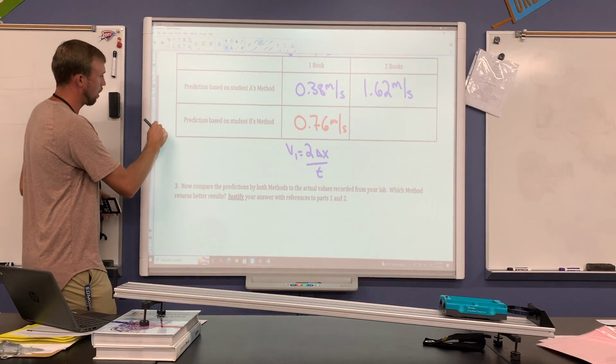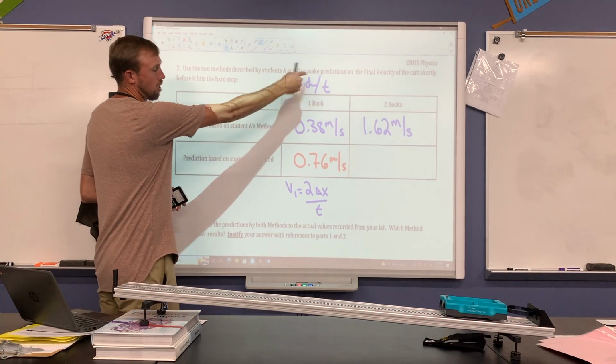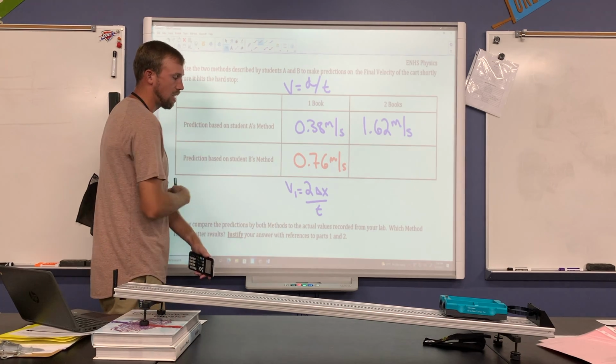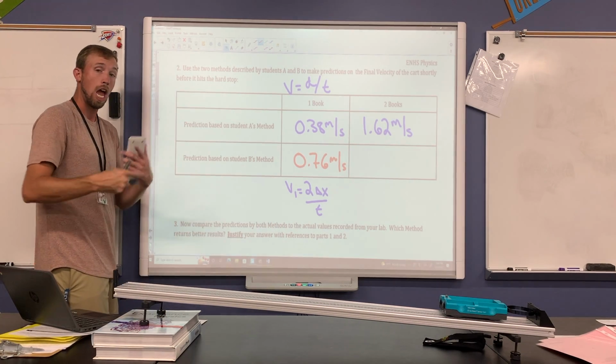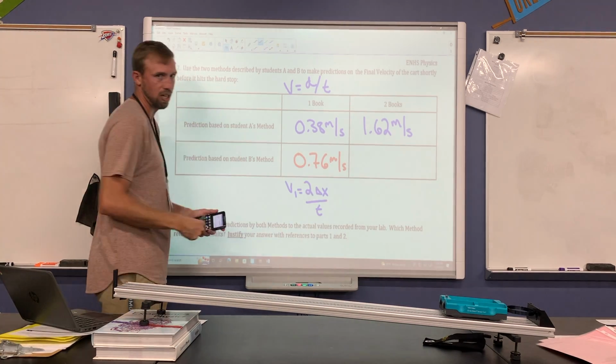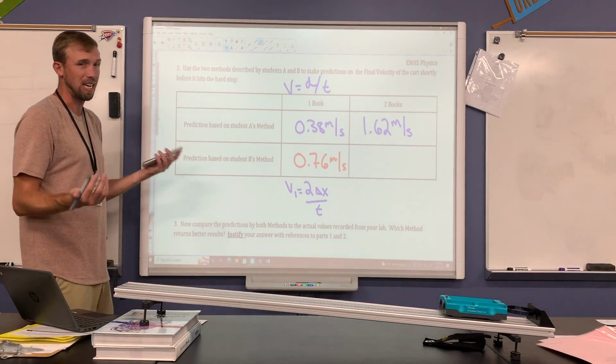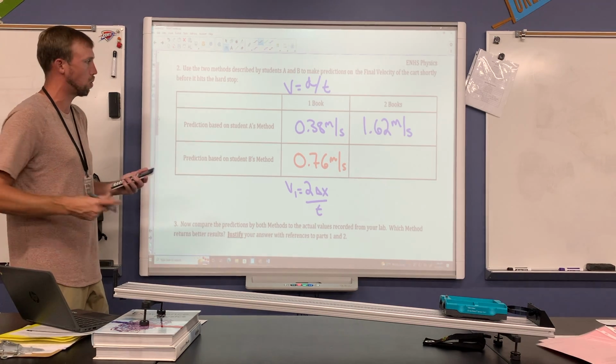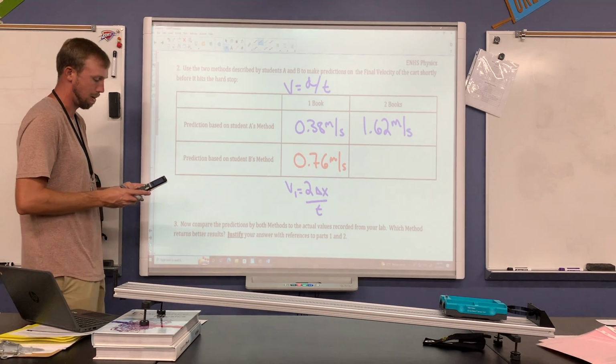Look at the equations there. Student A is saying it's just distance over time. Student B is saying I use my kinematic equation, and when I do the algebra to isolate v1, I end up getting 2 times delta x over time. So it may be the case that student B's prediction is double student A's. Looks like that's what it seems to be.